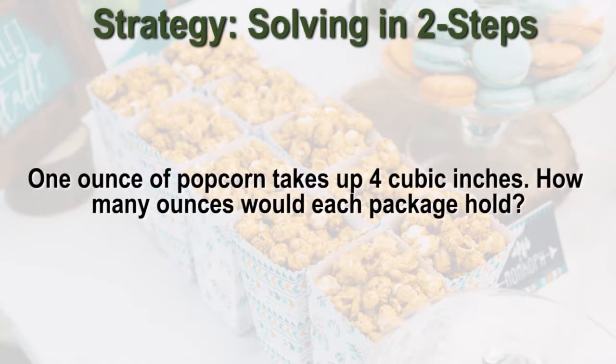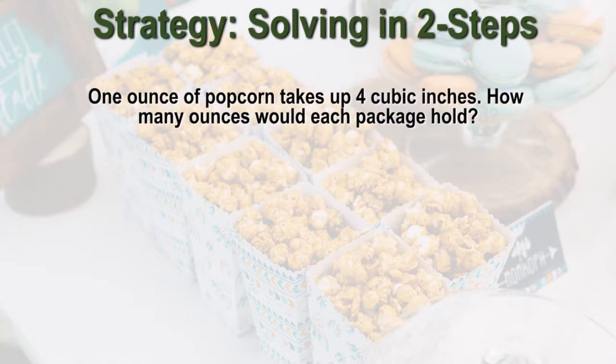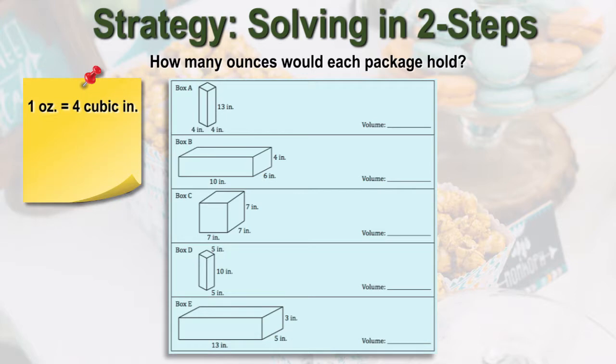Some situations require students to use 2 steps to solve the problem. Here is an example of this type of situation. 1 ounce of popcorn takes up 4 cubic inches. How many ounces of popcorn would each package hold? A situational equation to find the volume for each package is written.